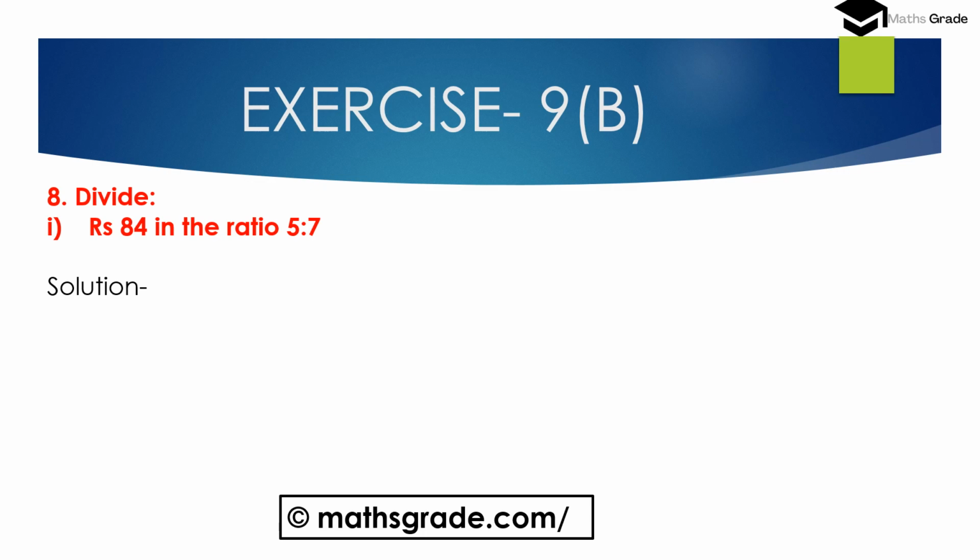Now we will solve question number 8. Divide 84 rupees in the ratio of 5 is to 7. The sum is 84 rupees, to be divided in the ratio of 5 is to 7. So the total ratio is 5 plus 7, which is equal to 12.